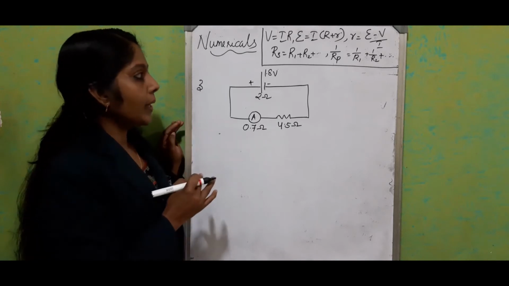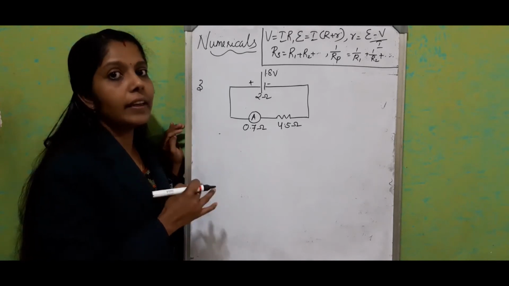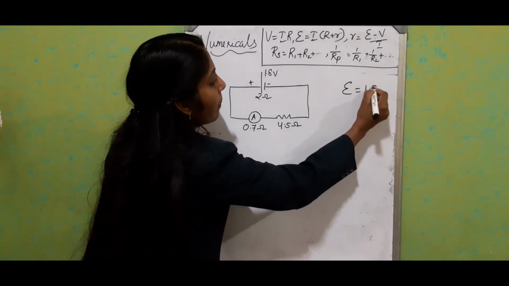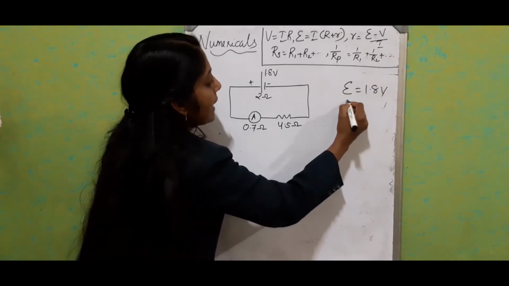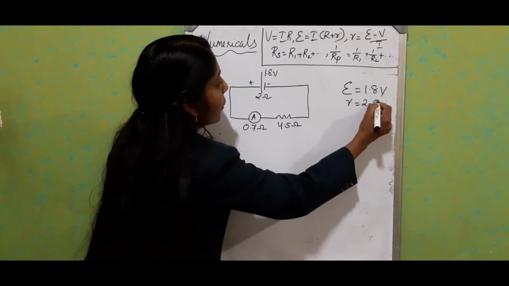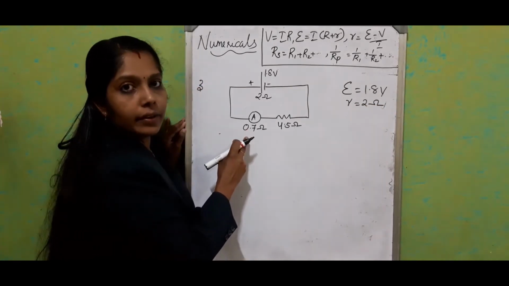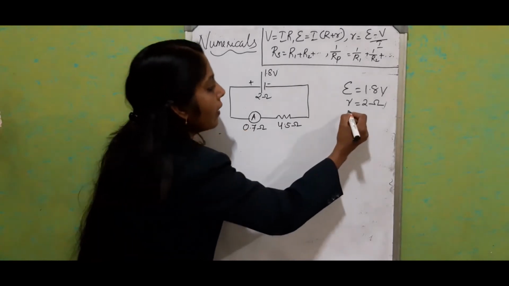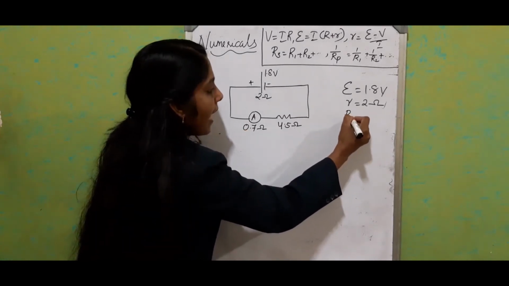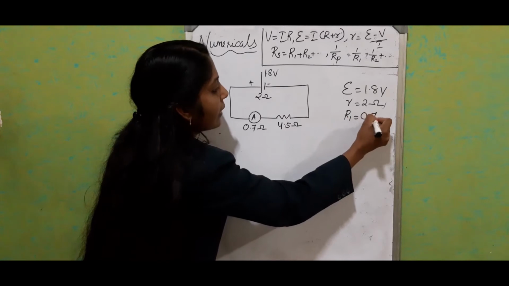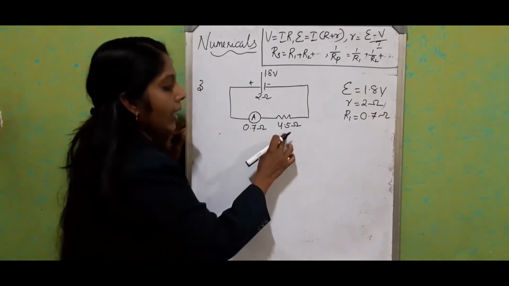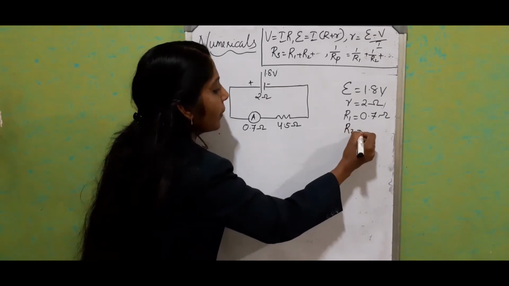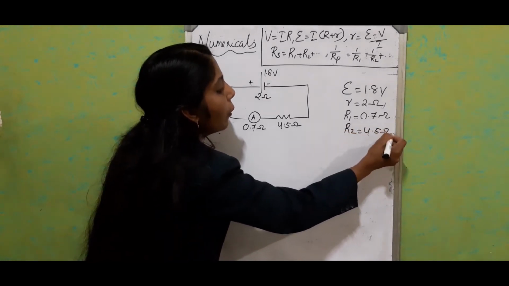For the third question, this is the figure given. The E.M.F is equal to 1.8 volt. Internal resistance is given as 2 ohm. Here we have connected an ammeter, and it has a resistance which we'll consider as R1 is equal to 0.7 ohm. And the external resistance is 4.5, I'm just writing it as R2 is equal to 4.5 ohm.